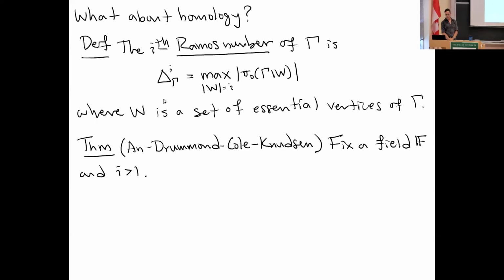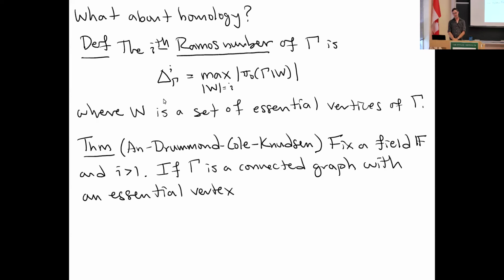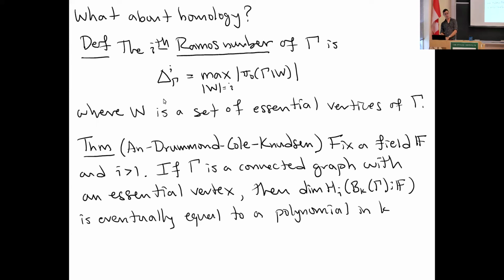Okay, so what the theorem, which is joint with Young-Hee Ahn and Gabriel Drummond-Cole, says is if you choose your favorite coefficients, it doesn't matter what field you choose, and let's look at homological degree bigger than 1. The degree 1 case is completely understood, but is not a uniform statement like this. And if we look at a connected graph that has an essential vertex, so it's not a manifold, then the Betti numbers over that field are eventually equal to polynomials in the number of particles, k.